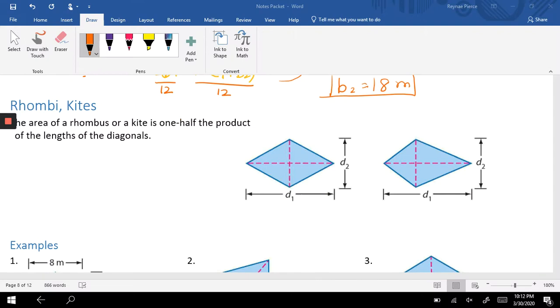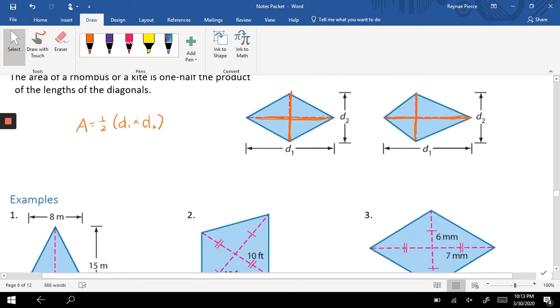Okay, last but not least here, before we wrap up for spring break, is the area of rhombi, or the plural of rhombus, and kites. To find the area of a rhombus or a kite, you can take 1/2 times the length of both diagonals. Those are the line segments drawn between two non-consecutive vertices. Multiply those together and then multiply by 1/2.